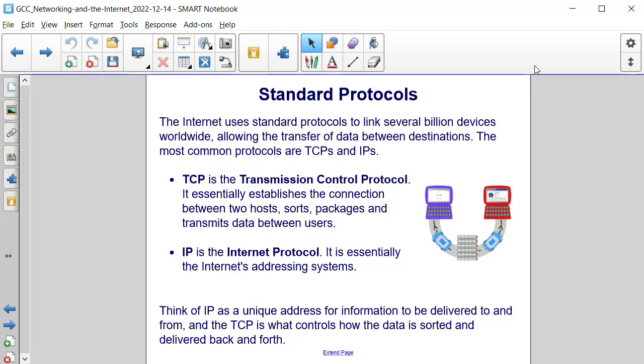IP is the Internet Protocol. It is essentially the Internet's addressing system. You could think of the IP as a unique address for information to be delivered to and from. And the TCP is what controls how the data is sorted and delivered back and forth.